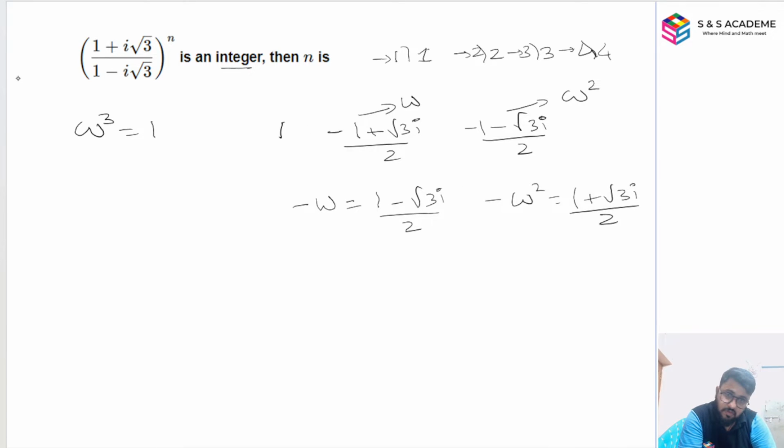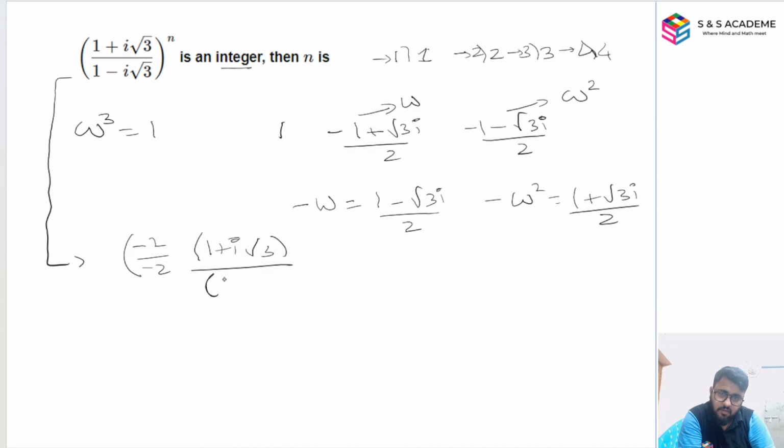Now does it resemble the given question? Yes, it does. So now it's up to us to change the given question to this form, and we can do that pretty easily by just multiplying and dividing by minus 2, and you have 1 plus i root 3 divided by 1 minus i root 3.